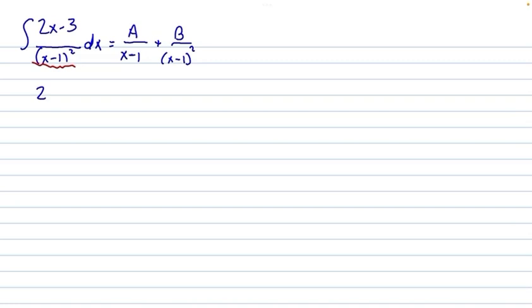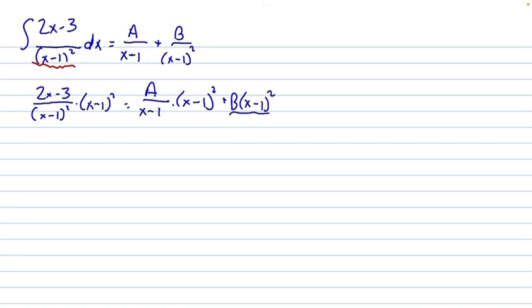All right, we have 2x minus 3 over x minus 1 squared, times x minus 1 squared, equals A over x minus 1 times x minus 1 squared, plus B over x minus 1 squared times x minus 1 squared. All right, so we want to multiply these. The first thing we're going to do, of course, is this is going to cancel out. So we have 2x minus 3.